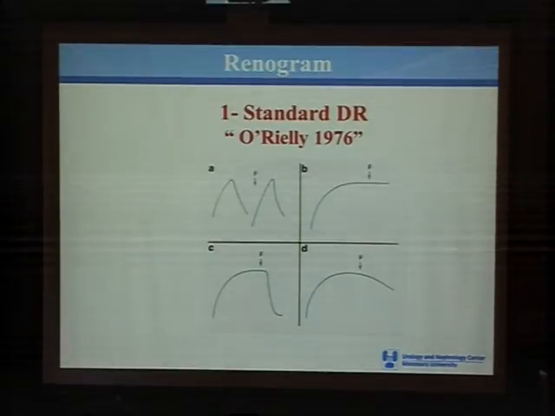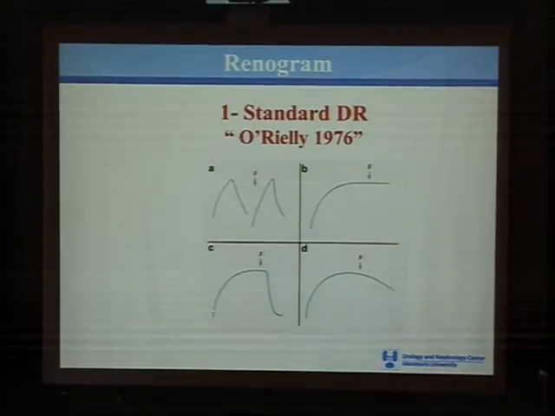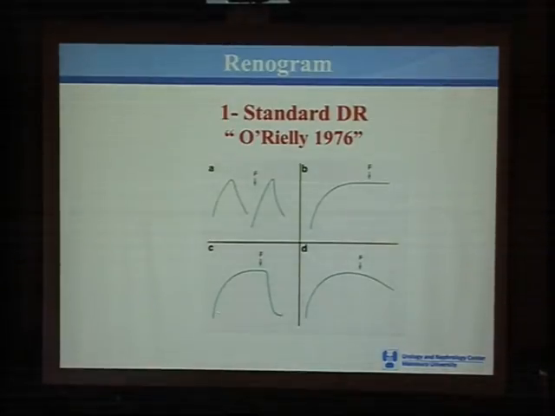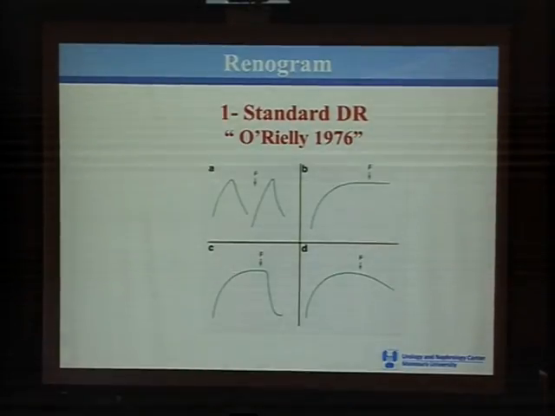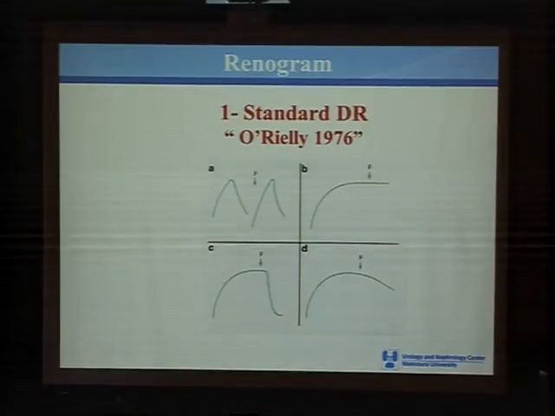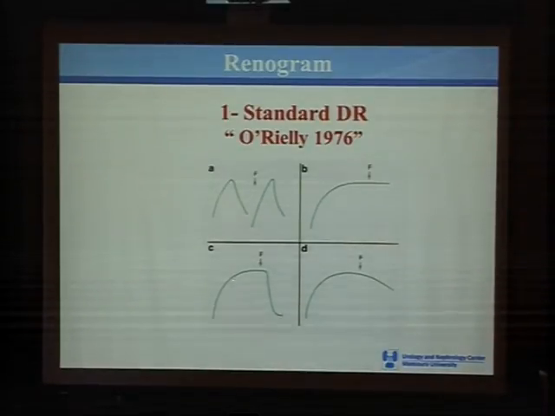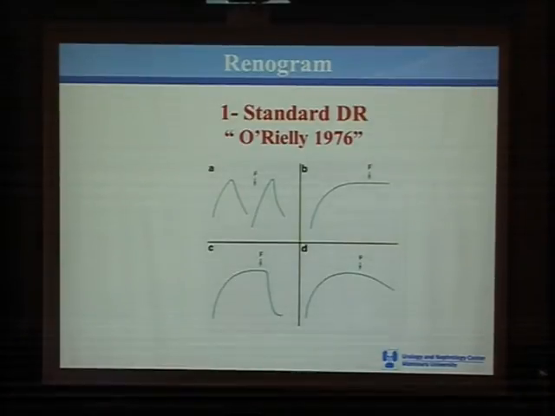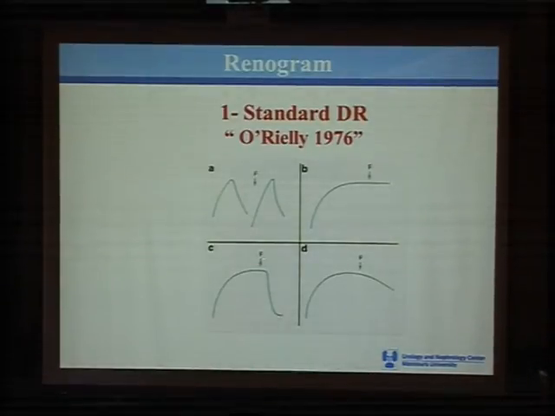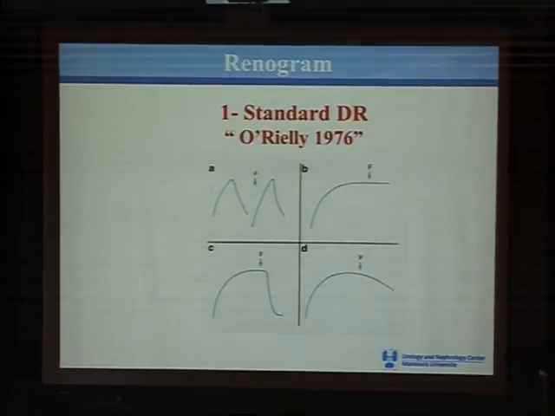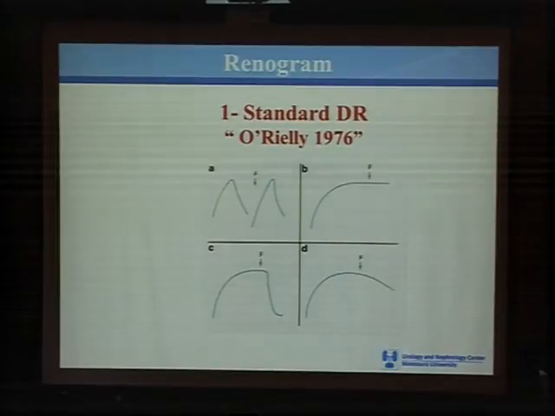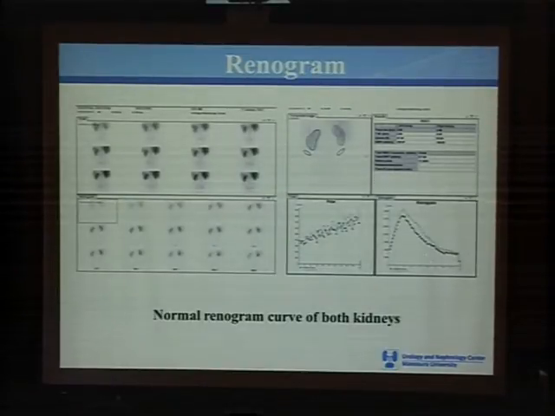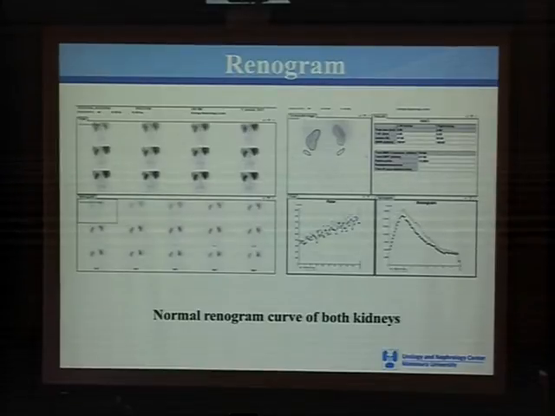Here is the dilated non-obstructed pattern where when you inject the radioisotope, it will accumulate, then reaches the summit, and the summit will be prolonged like that. There will be a long time where the radioisotope is retained up in the kidney, and when you inject the furosemide, it goes down. This is the dilated non-obstructed. And here is the equivocal pattern. The curve neither goes down nor goes up. And this is the shape of the curve.